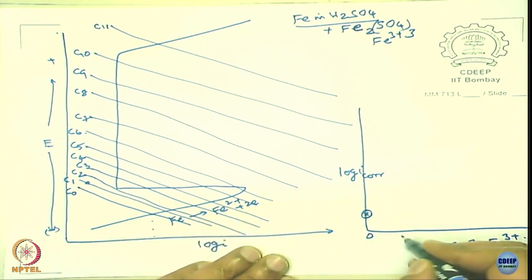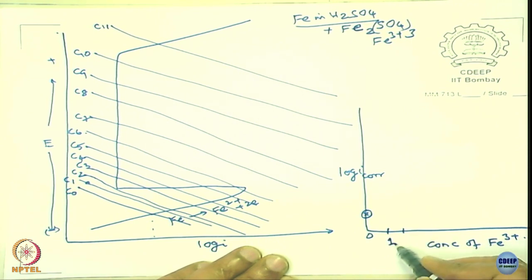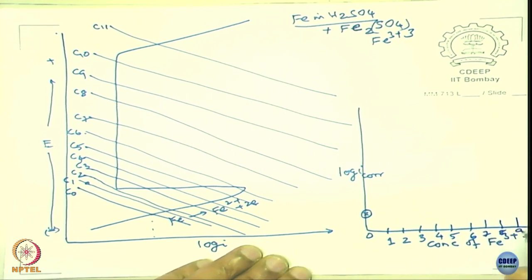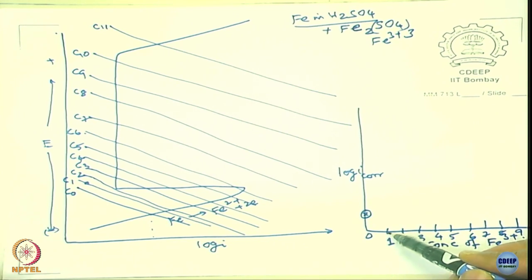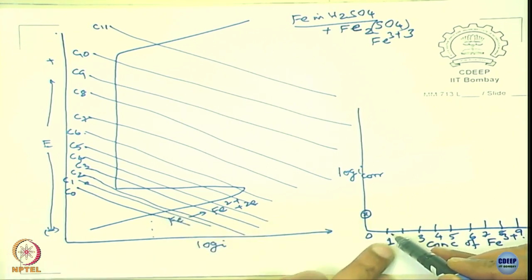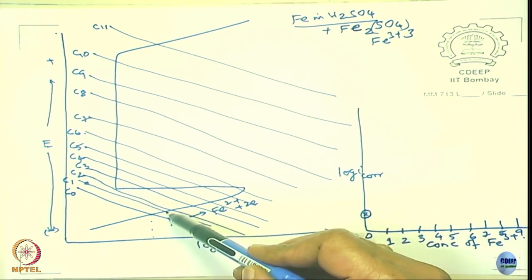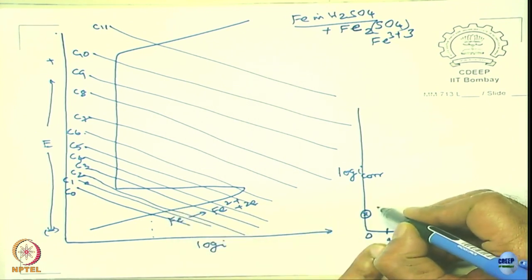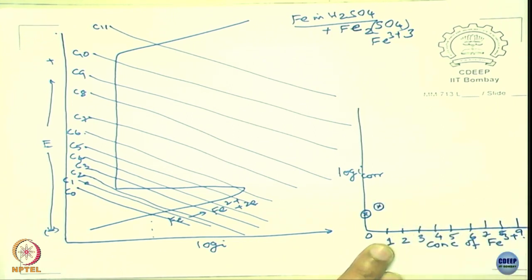Then what I have, I have added different concentrations. So, I would find out what is the corresponding corrosion rate for each addition of the ferric ions. So, if I add C1 concentration, the corrosion rate increases. So, I would approximately make this point here, right?